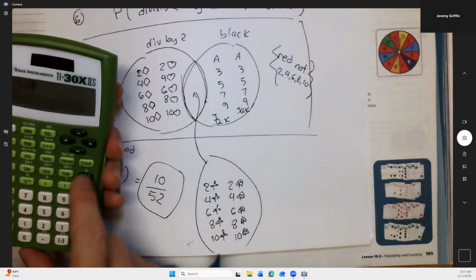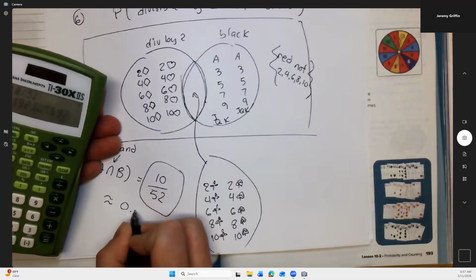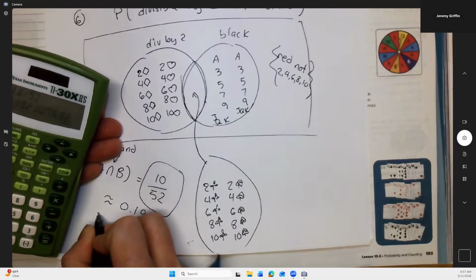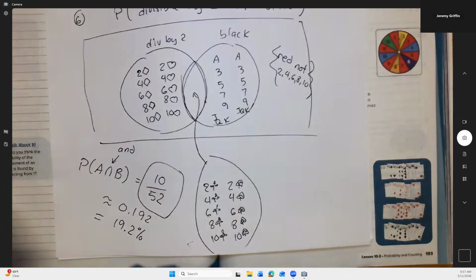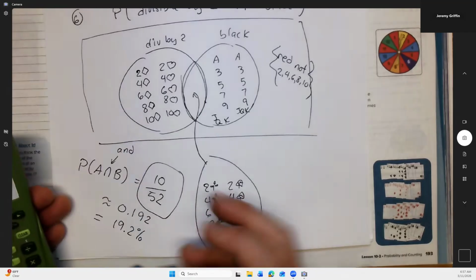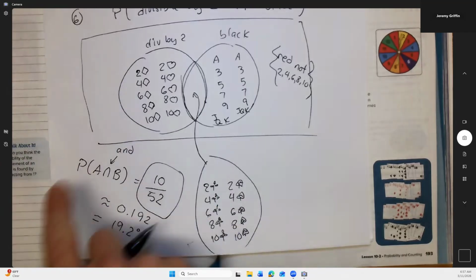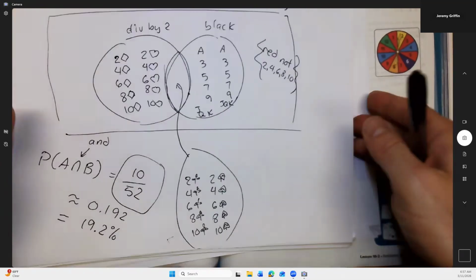That does reduce, or I could turn that into a decimal if you like. So this is approximately 0.192, or 19.2% as a percentage. And what is this as a reduced fraction? 5 out of 26, I think. Right. So there you go. There are different ways you could write that.